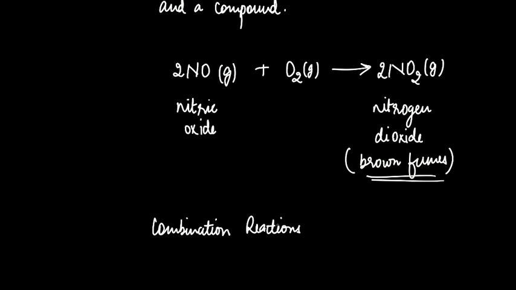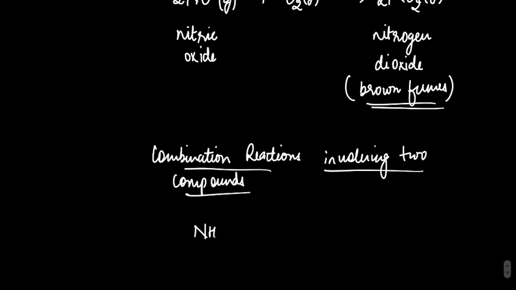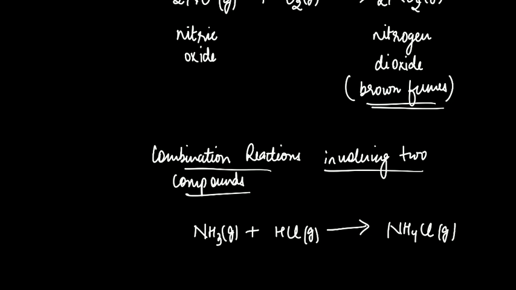Next, combination reactions involving two compounds. Over here we can take multiple reactions. There can be n number of examples. The same example which we took in the previous lecture: ammonia reacting with HCl forming ammonium chloride. This is in the gaseous form, and this is in the gaseous form. We are not taking the aqueous form of HCl over here. So it's a perfectly balanced equation.